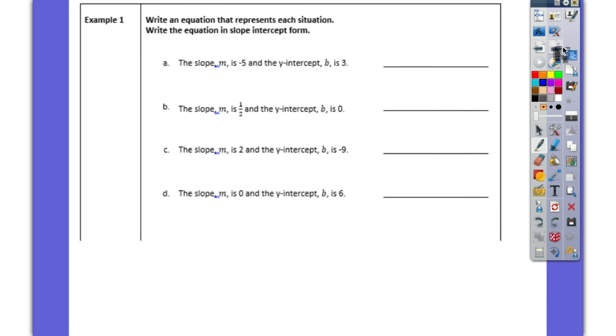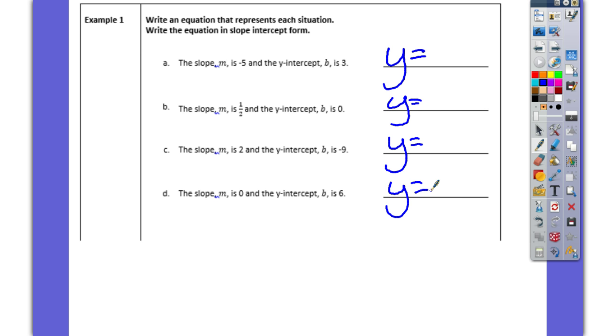Example 1. Write an equation that represents each situation. Write the equation in slope-intercept form. So the first thing I need to do if I'm writing it in slope-intercept form, if I don't have y equals, it's not in slope-intercept form. So y equals, I'm just going to do that now because I know they're all in slope-intercept form.